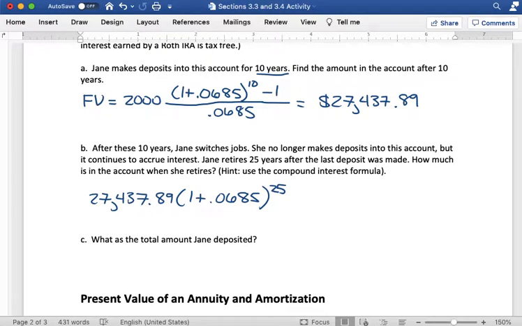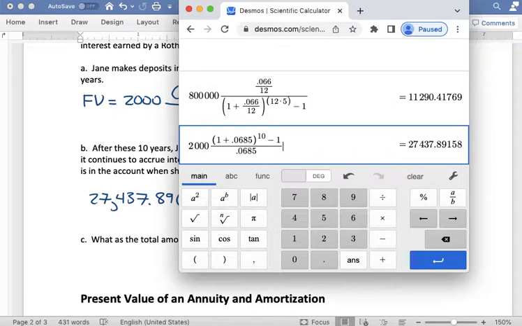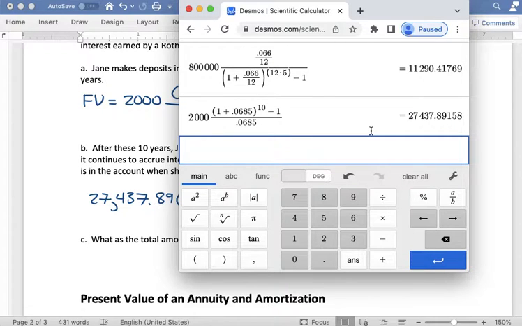So this is actually a really common situation that happens when people change jobs. They might roll their retirement account over into a new IRA, but they're no longer putting money into that account because now they have a new account for their new job. And so their old account, you're not adding money to it, but it's continuing to earn interest.